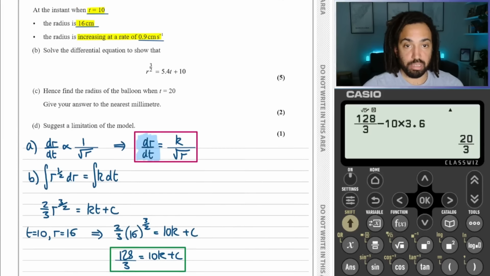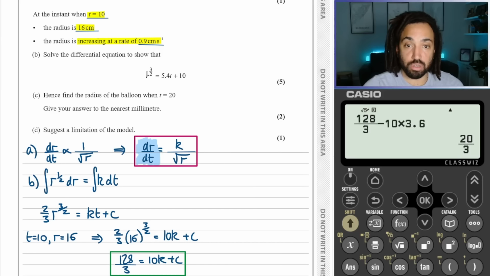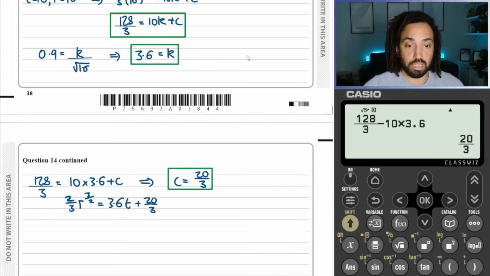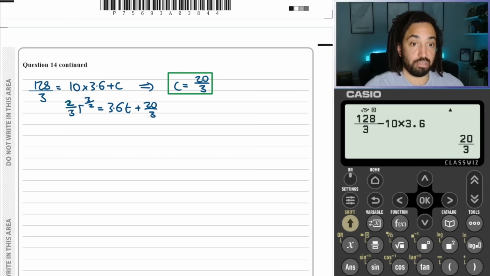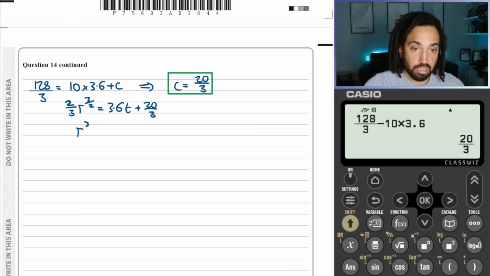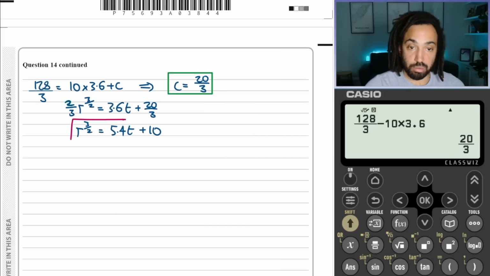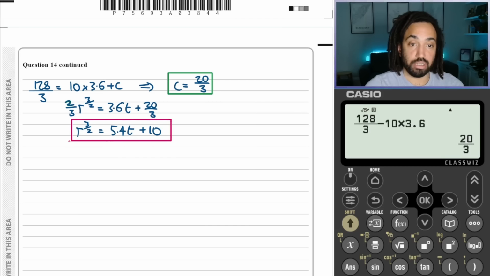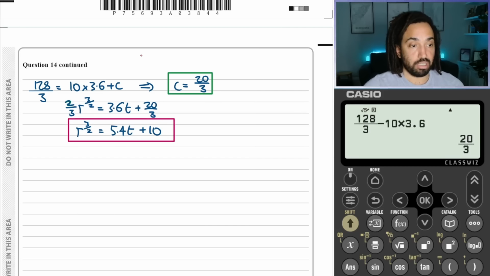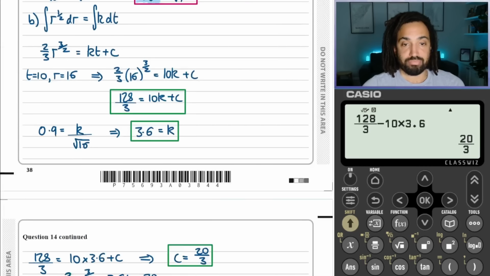And if we go up to the top here, we can see that we are looking for this to be on its own. So we need to multiply each, or divide each term by 2/3. And in doing so, we get 5.4 here if we divide this by 2/3. And if we divide this by 2/3, we get 10. And that is the equation that we are meant to show. So that is as required.